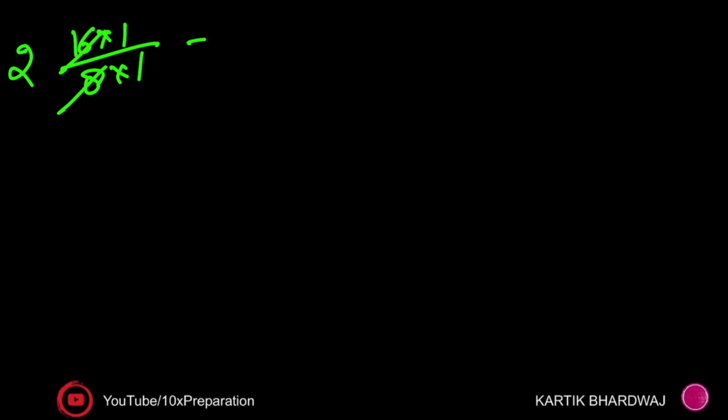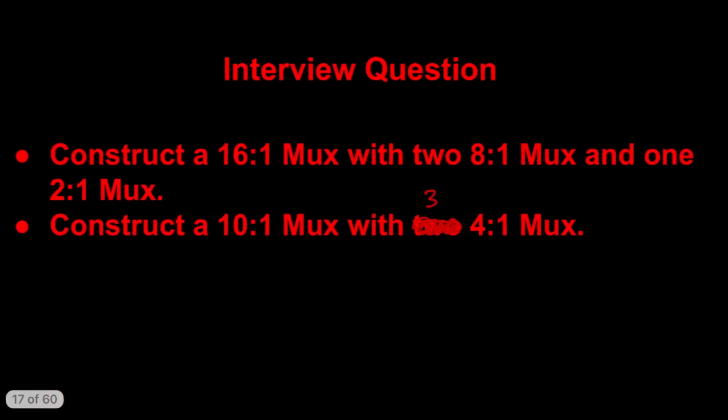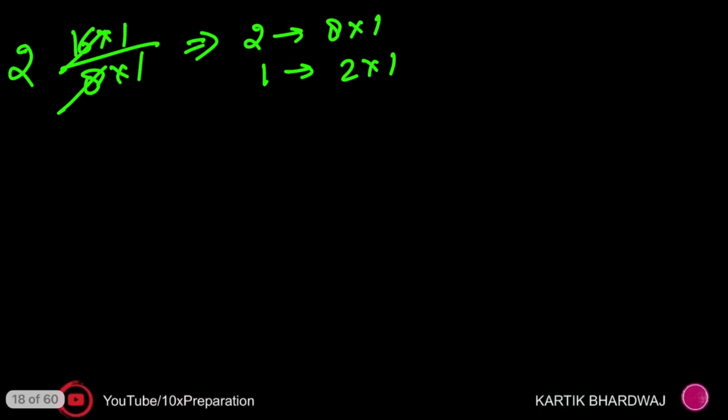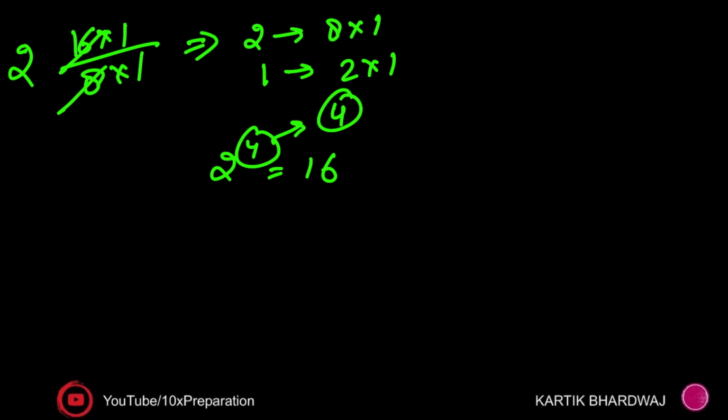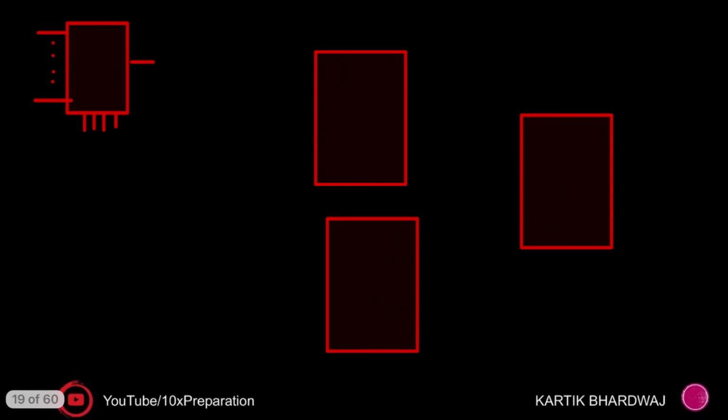In the previous lecture I already explained how I calculate this. For this I use 8 cross 1 muxes, and a 2 cross 1 mux is required as well. Very simple. You already know that to form a 16 cross 1 mux, how many select lines are there? 2 raised to the power 4 is equal to 16, so you will use 4 select lines. 3 select lines are used for the 8 cross 1 mux, and 1 is for the 2 cross 1 mux.